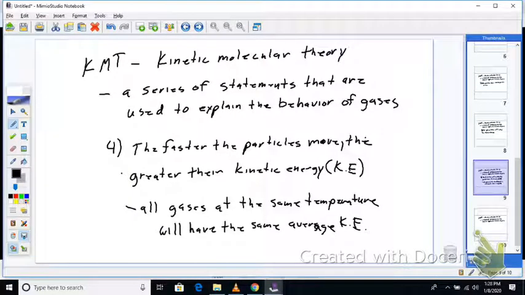So then I have a statement down below. It says all gases at the same temperature will have the same average kinetic energy. All gases at the same temperature will have the same kinetic energy.